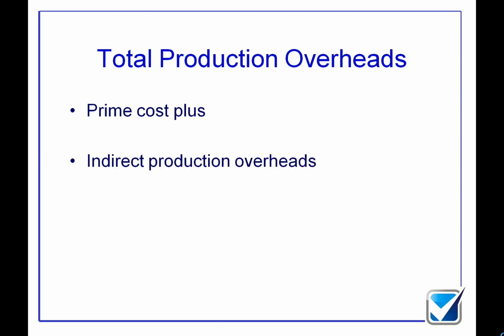What we also have is these indirect production overheads. These indirect production overheads will not change, such as my factory rent. So they'll not change because I've increased or decreased my levels of activity, but they are still a production cost. These become fixed costs, and they will be fixed for a period. So these indirect production overheads will be called fixed costs.